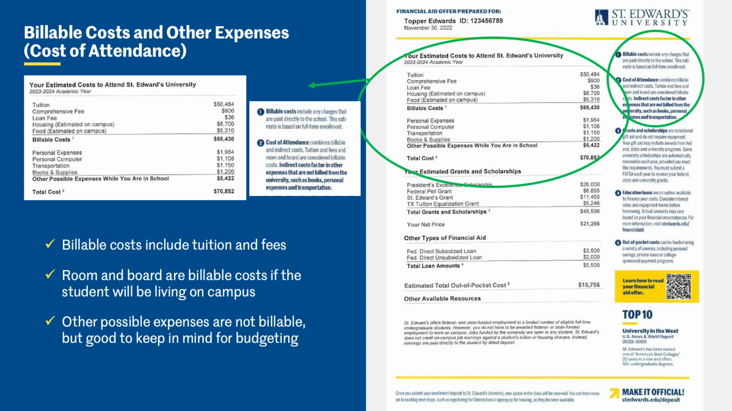Other possible expenses may not appear on your bill, but are taken into account when calculating your financial aid offer. They are expenses you might incur as a student, like books, supplies, personal necessities, and transportation costs.